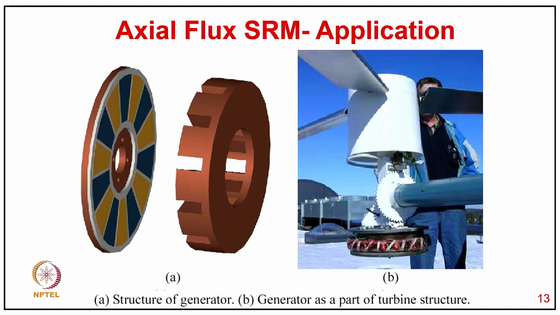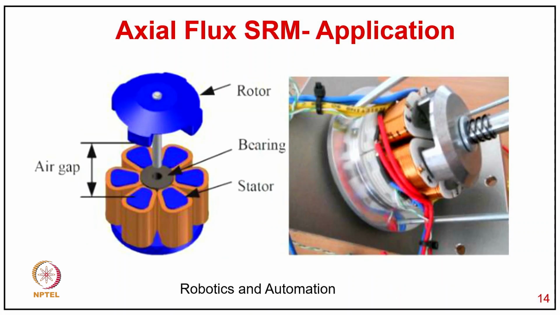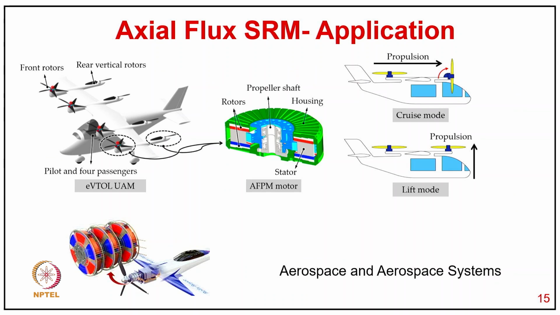Then you can see the axial flux reluctance motor for generator application, the structure of the generator as part of a wind turbine. In robotics and automation, you can see how the reluctance motor looks with the power winding, and on the right side a photograph of an axial flux reluctance machine. Then in aerospace systems, you can see how the motors look, the winding shape, and the different parts.